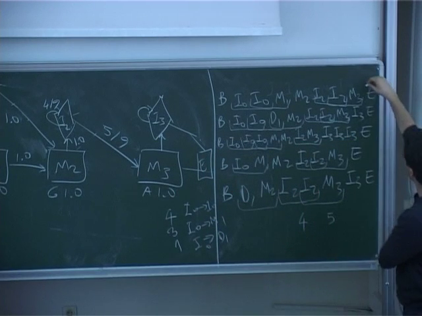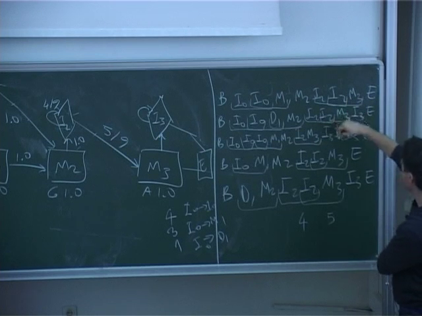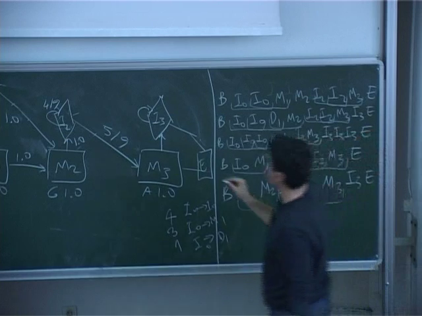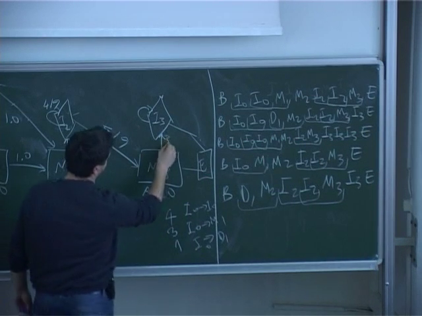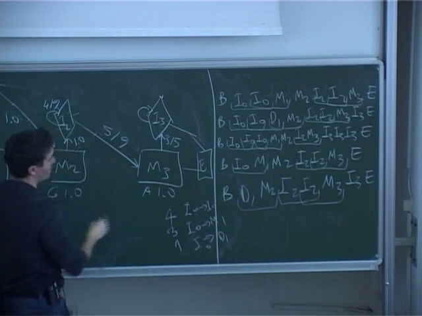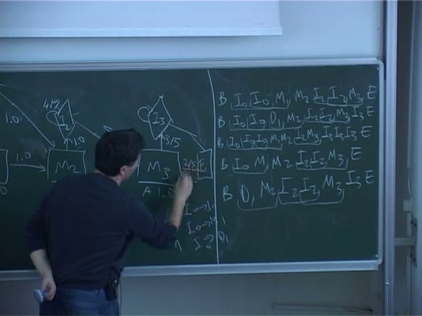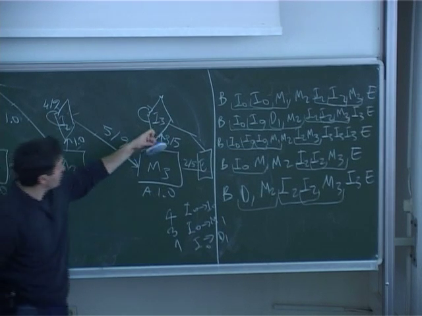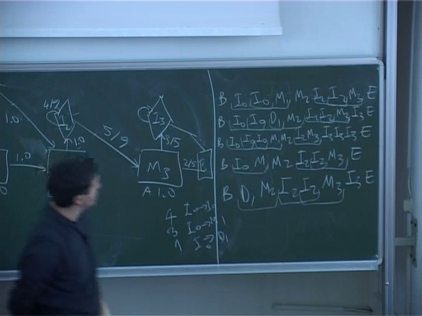From M3, this sequence goes to end, this sequence goes to I3, I3, I3. So 3 over 5 of them go to I3, 2 over 5 of them go to the end state. These are the transitions outgoing from M3, and we go to the last one, I3 transitions.